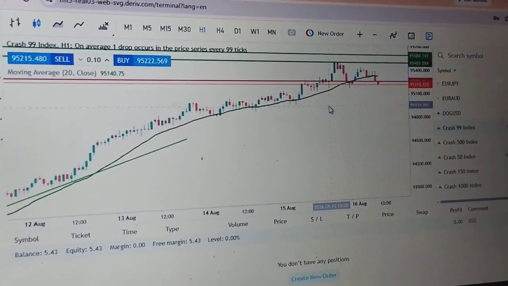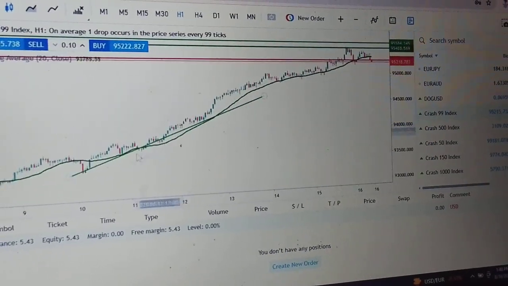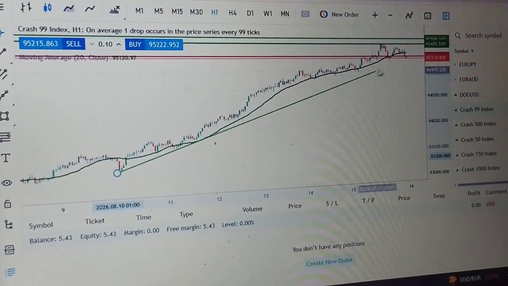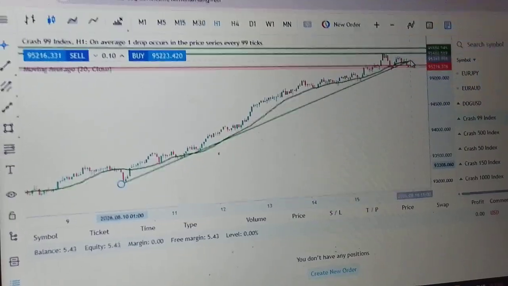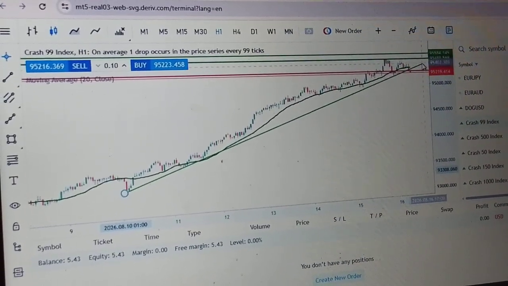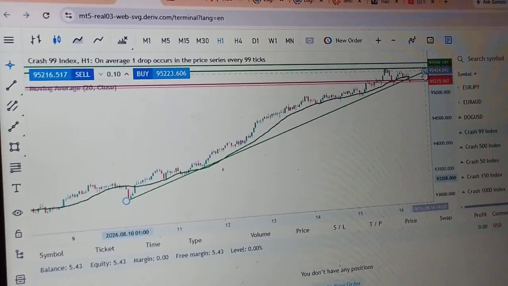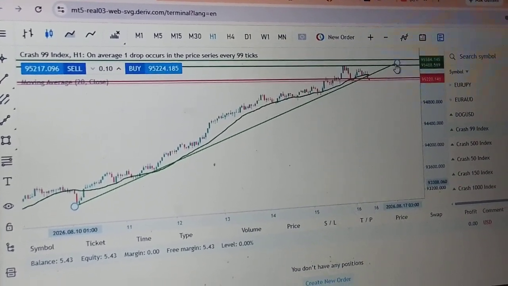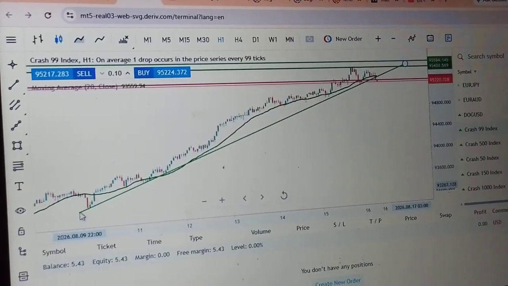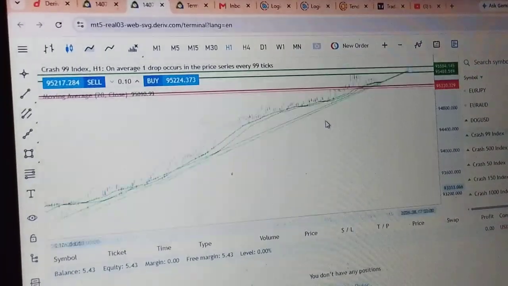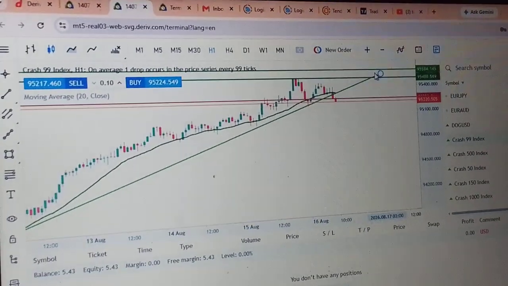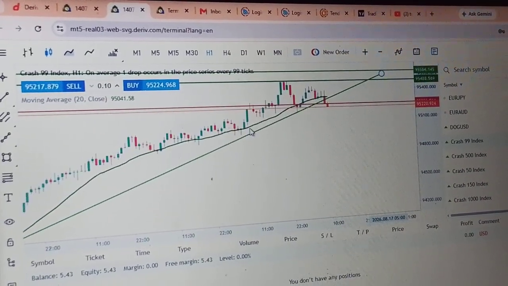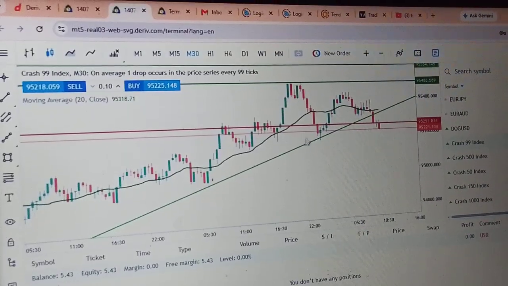So guys, as I told you, in trading most of the time you have to be very, very patient. You wait for the market to come to you. You don't run to the market. And when you wait for the market to come to you, definitely you're going to make dollars. You're going to make profit trading. So you can draw this trend line. Let me see what is happening on crash 99. It's very, very easy to make money on these indices because you just use pure price action.